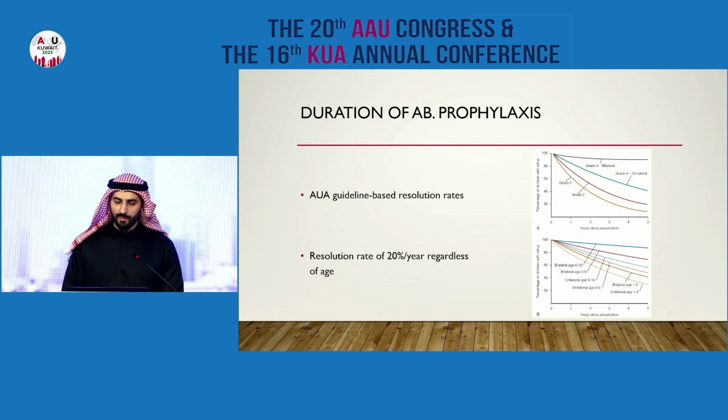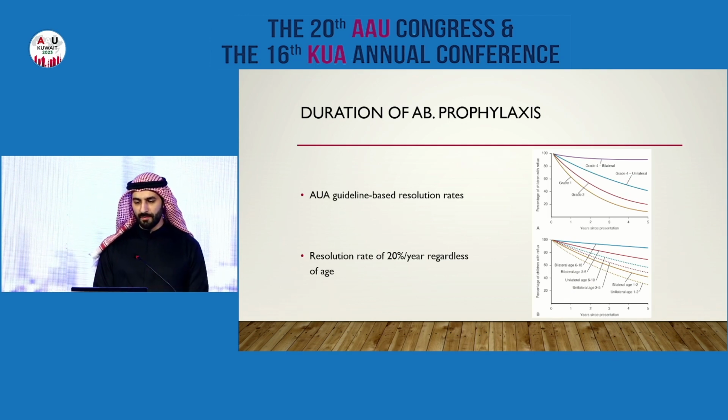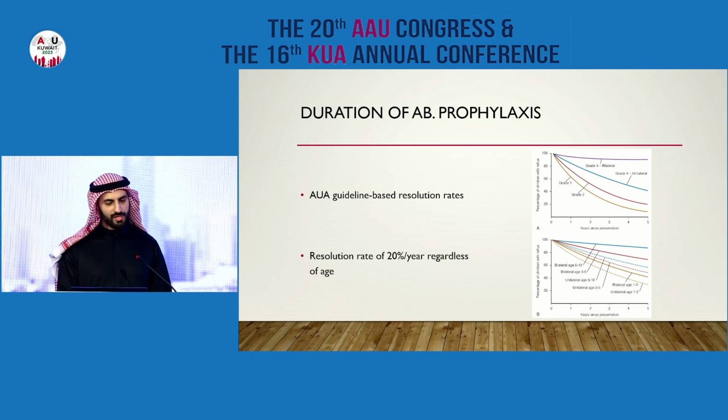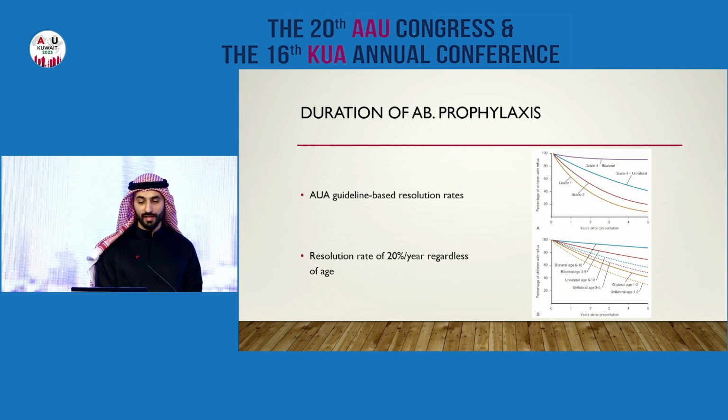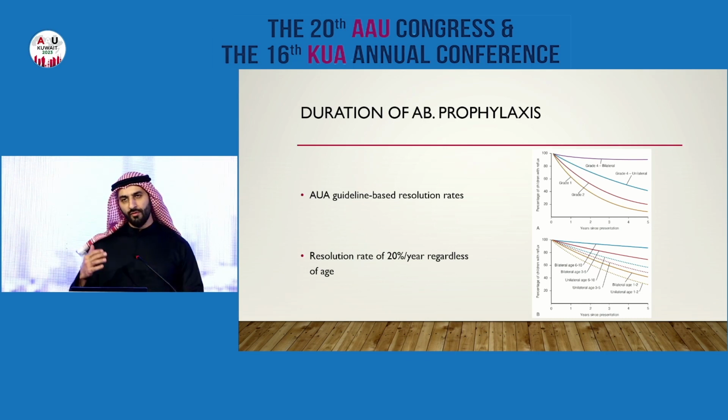How long do we keep the antibiotics for? This is also a question of debate. Some keep it until toilet training, some keep it until the age of 1. However, this is a slide from the AUA guidelines. We see that VUR resolution is 20% a year, regardless of age. And we can see that grade 1 and 2, so non-dilating VUR, have a higher rate of resolution compared to grade 3 and above.